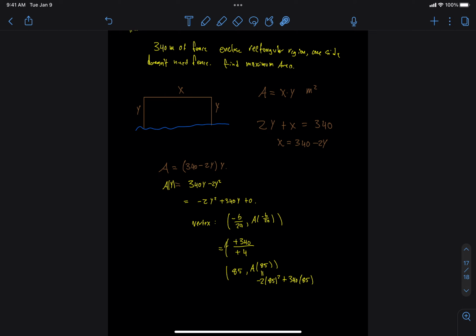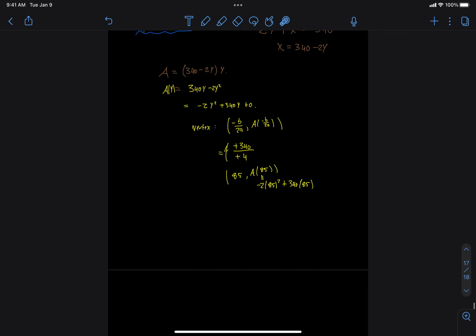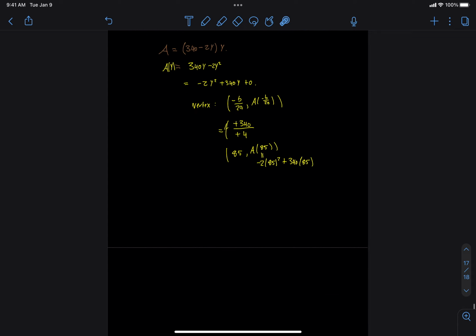Polynomial, zeros, logarithms, log rules, exponentials. Let's do an inverse trig. Five pi over 9.